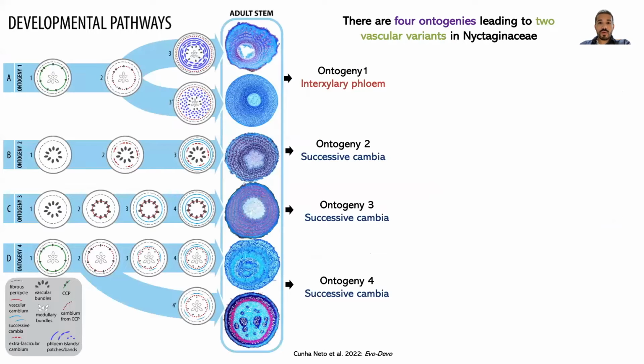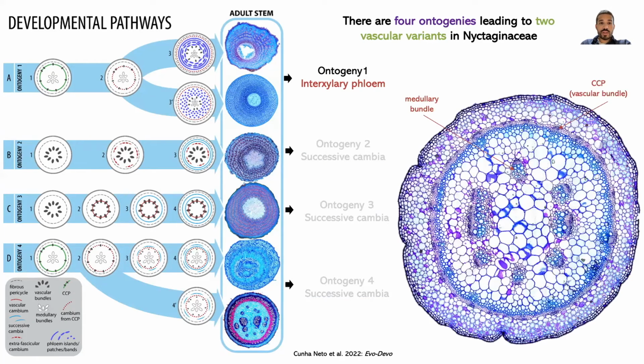So now let's focus on the complete stem development leading to the two different vascular variants that we found for Nyctaginaceae. The first one is classified as having interxylary phloem, and all the rest have a type of successive cambia. So now let me explain to you the main aspects of each of these ontogenies, and then I'll talk about how they evolved in the family.